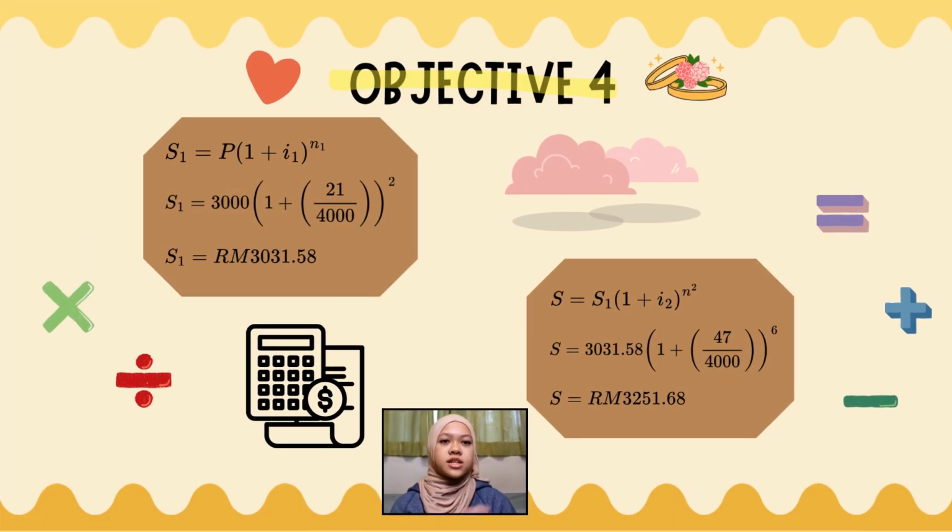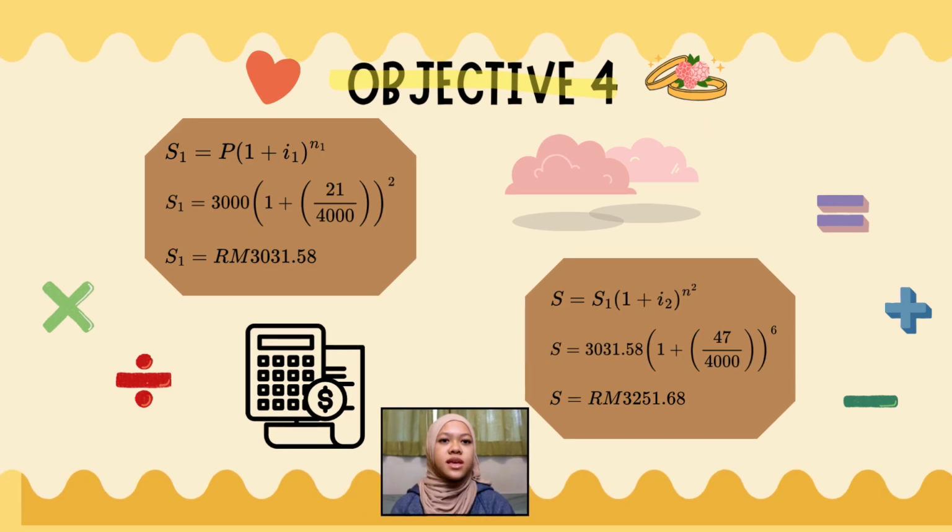For objective 4, there are 2 steps. The formula for step 1 is S1 equals P(1 plus i1) to the power of N1, and we will get RM3,031.58. For step 2, we'll be using S equals S1(1 plus i2) to the power of N2, and then we will get RM3,251.68.